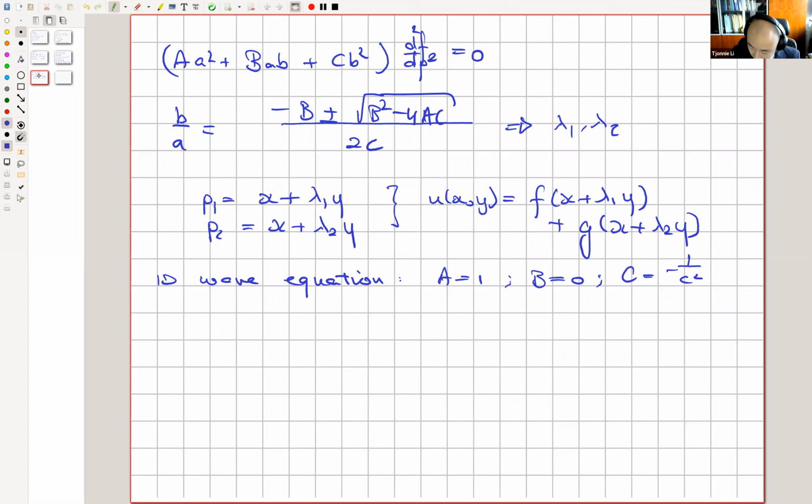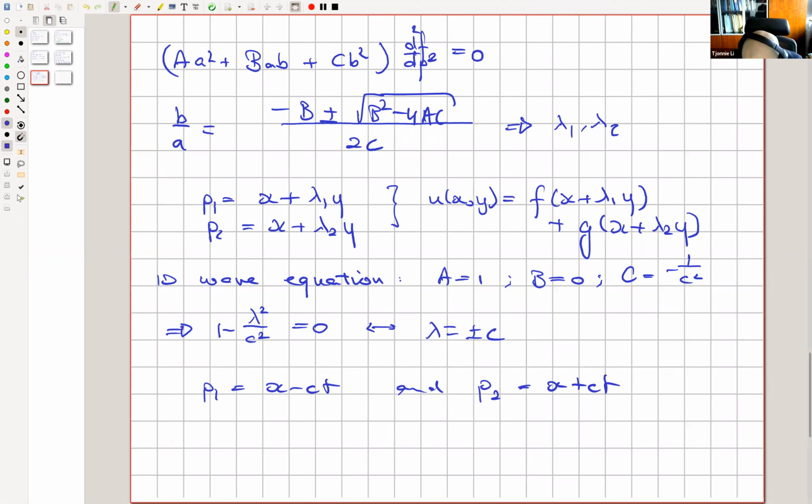And in this case, we very quickly find that the equation that we need to solve is just 1 over lambda squared, 1 minus lambda squared over c squared equals 0, so that lambda is plus or minus c, also in this case. So P1 is just x minus ct, and P2 equals x plus ct.